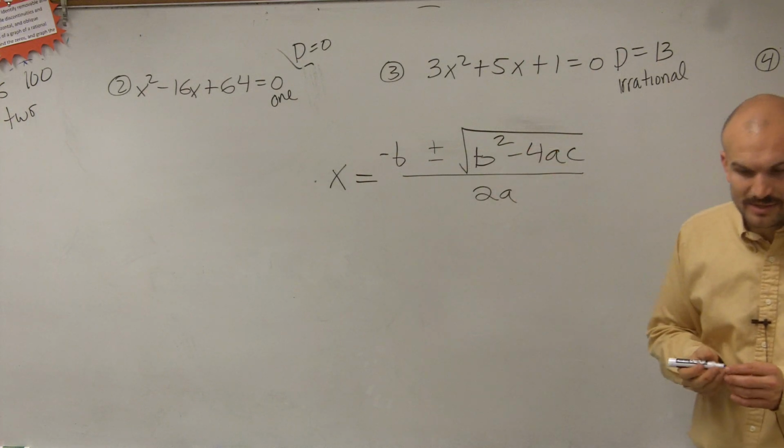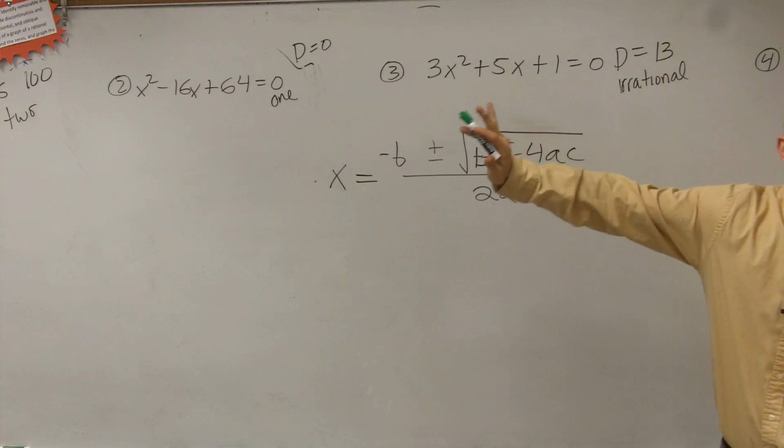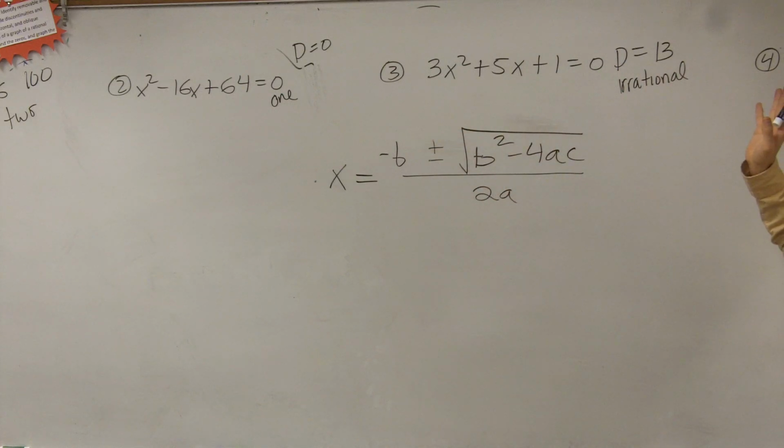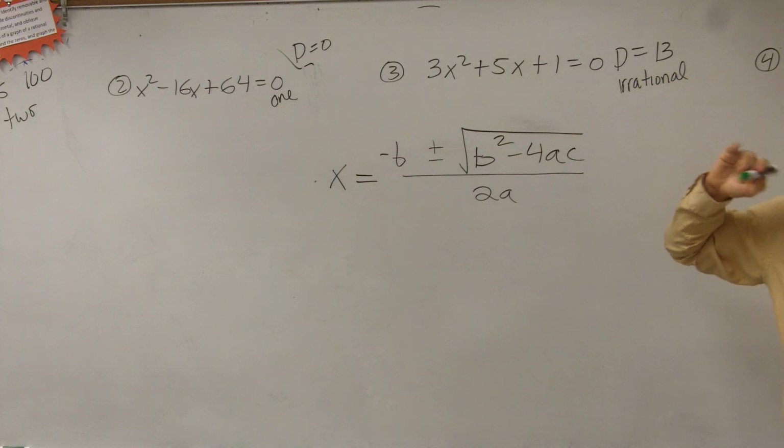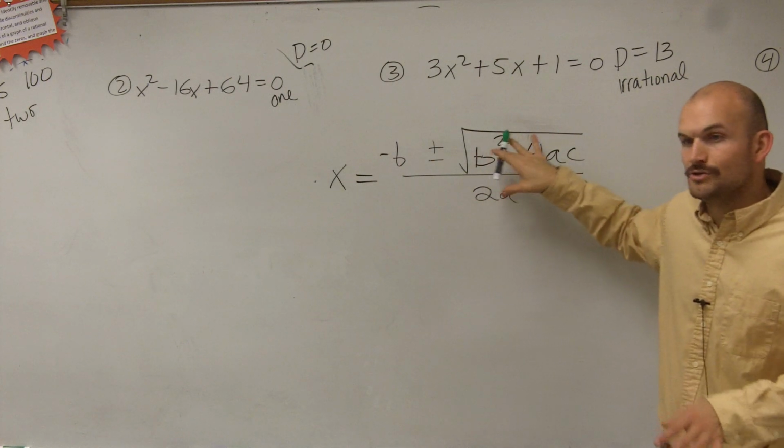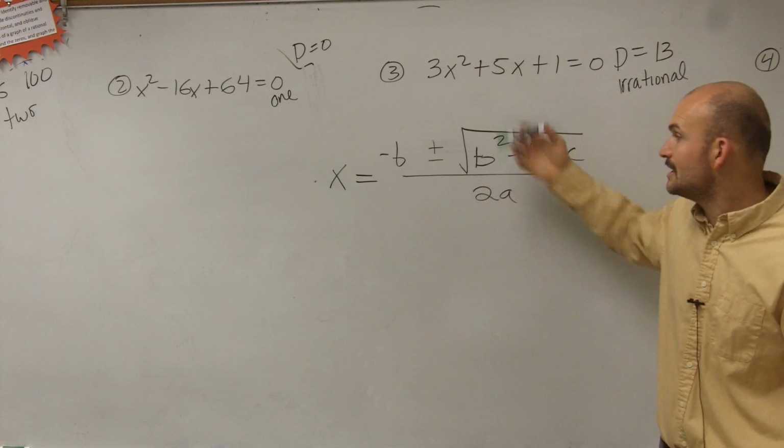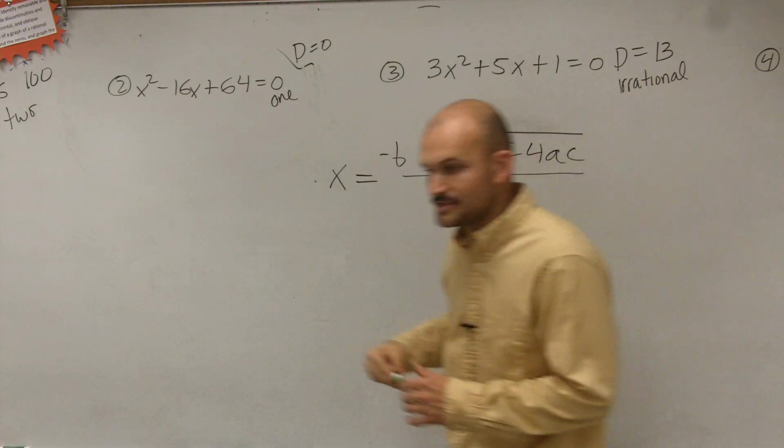So ladies and gentlemen, what we did is we found the discriminant already, correct? We already found the discriminant for each one of these problems. So what I'd like you guys to do is now use your discriminant under the square root and see if you can find the remaining answers for that, okay?